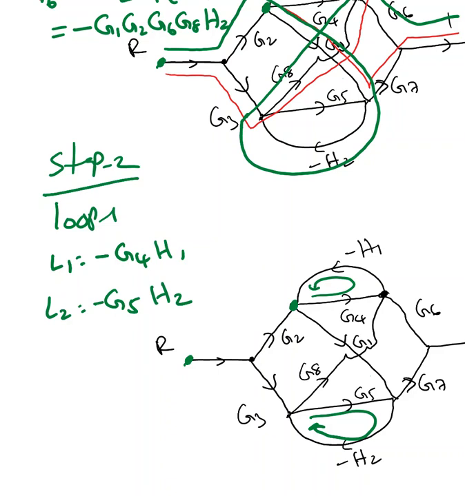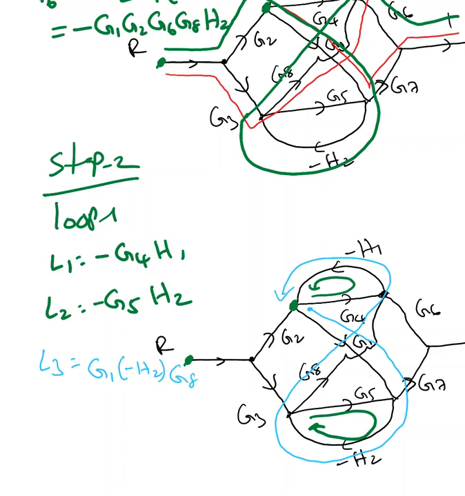And loop 3, it's a little bit tricky one. So loop 3, I'm going to start from here. Can I go with this G8 minus H2, G8 and then minus H1? Okay, so loop 3, I have G1, minus H2, G8, okay, minus H1. So basically it is minus of minus, plus G1 G8 H1 H2. That's my loop 3. Now I found all 3 loops.